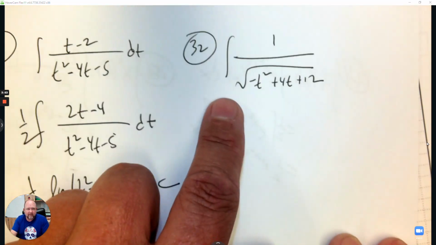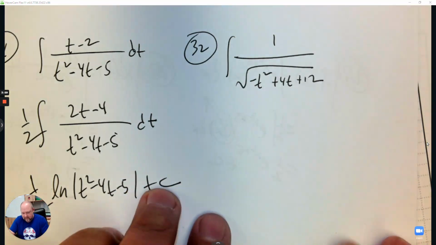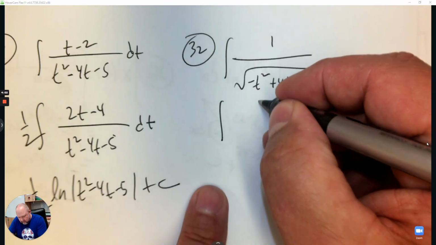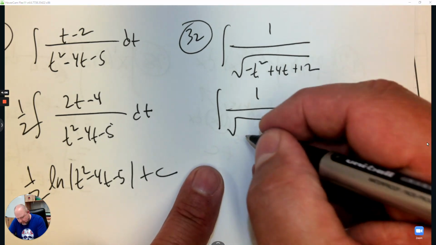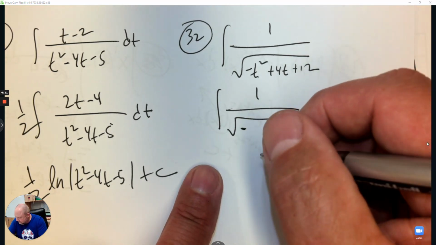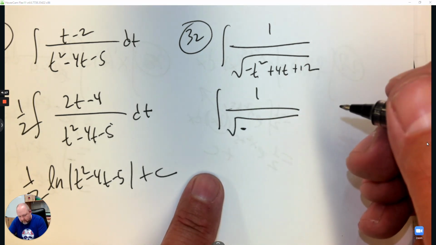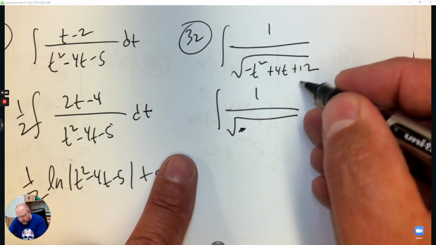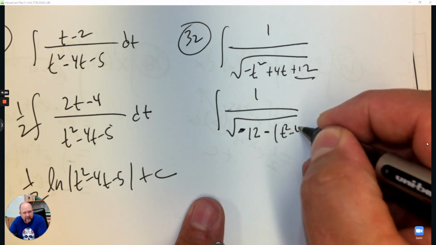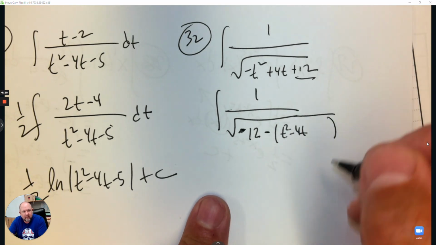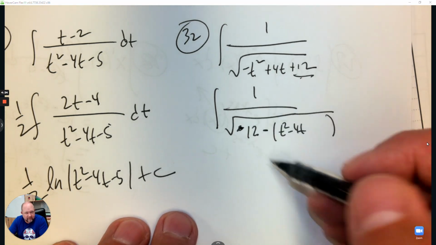32. So I know this is not a logarithm. I see a square root. It's negative. This is going to be arc sine. But I have to rewrite it. So I'm going to factor out a negative. Well, let's rearrange this first. So I'm going to put 12 in front. And then factor out a negative, so it's t squared minus 4t. So I factored out a negative for each. I put the 12 in front. It's going to be in the form of arc sine this way.